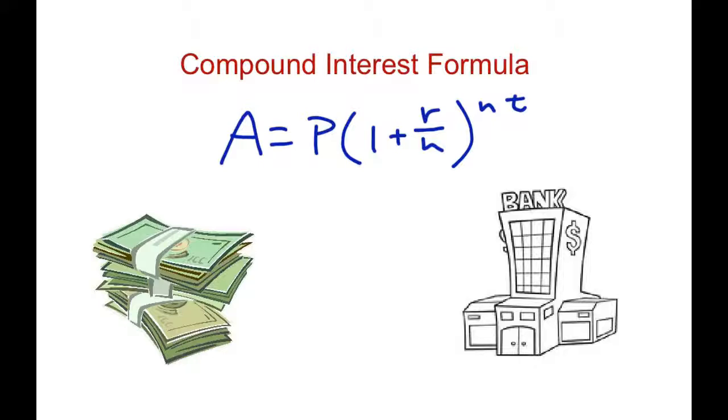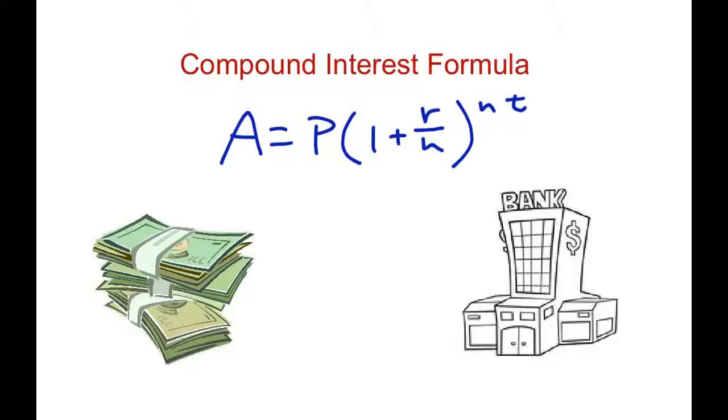Today we're going to look at the compound interest formula. This is going to be used for problems where we're putting money in a bank into a savings or a checking account that earns interest. And then we can figure out, if it's compounded yearly or monthly, how much money we'll earn from that interest. Compounded simply means how often they recalculate the interest.